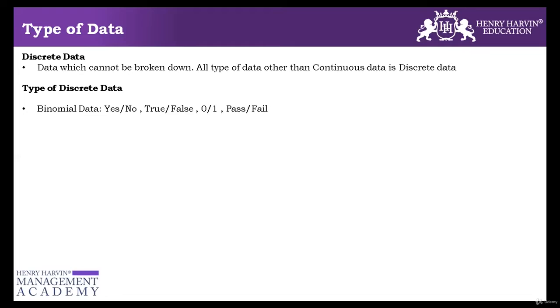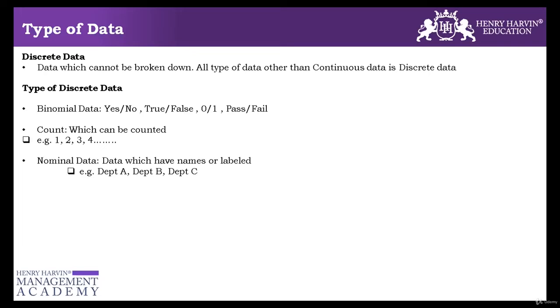The first type of discrete data is called binomial data, which is a sort of binary data, either yes or no, true or false, pass or fail, defect or pass. The second type of discrete data is called count, which is the number of people who appeared for the exam, number of defects, number of people who attended the training, number of people who cleared the training. So it's in numbers.